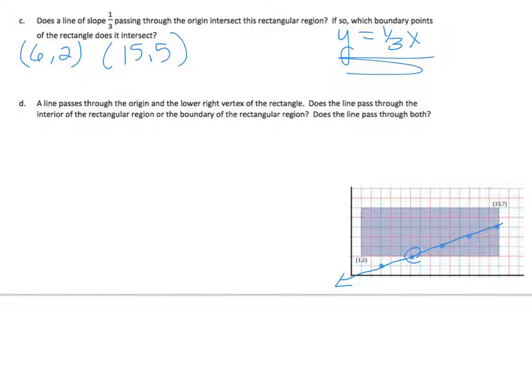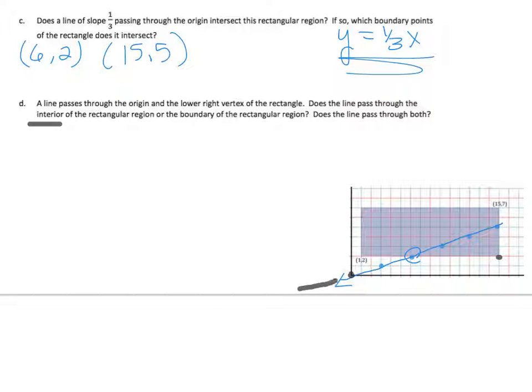Okay, part D. A line passes through the origin and the lower right vertex of the rectangle. Does the line pass through the interior of the rectangular region or the boundary of the rectangular region? Does the line pass through both? So it goes through the origin and the lower right. Does the line pass through the interior of the rectangle?